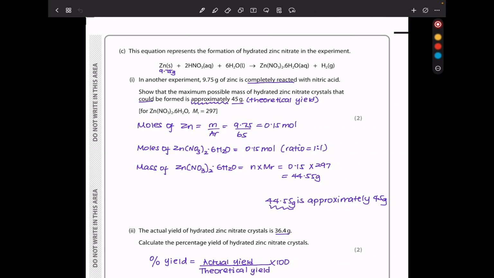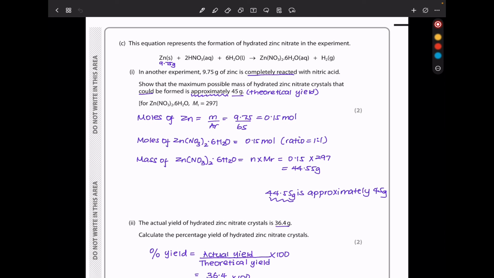In part C, this equation represents the formation of hydrated zinc nitrate in the experiment. We can see the equation. They say in another experiment, 9.75 grams of zinc is completely reacted with nitric acid. Show that the maximum possible mass of hydrated zinc nitrate crystals that could be formed is approximately 45 grams. Because they've said could, it means we are looking at the theoretical yield. Based on the stoichiometric equation, if all conditions were fulfilled, with 100% yield, this is what we're going to get. The mass is going to be closer to 45.